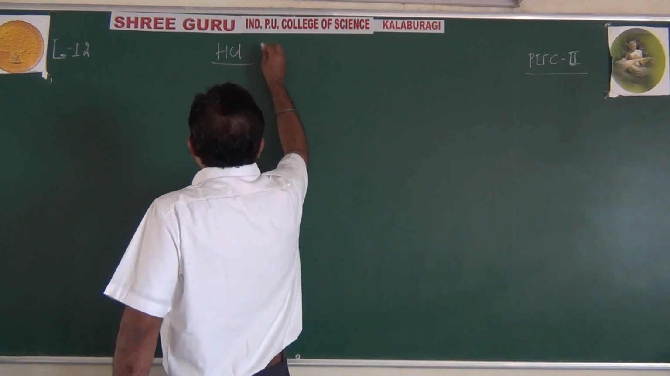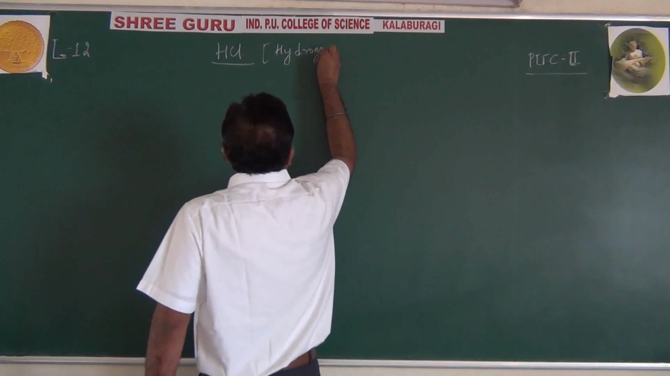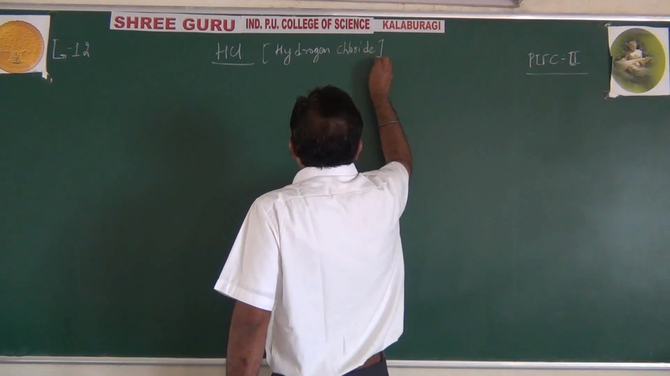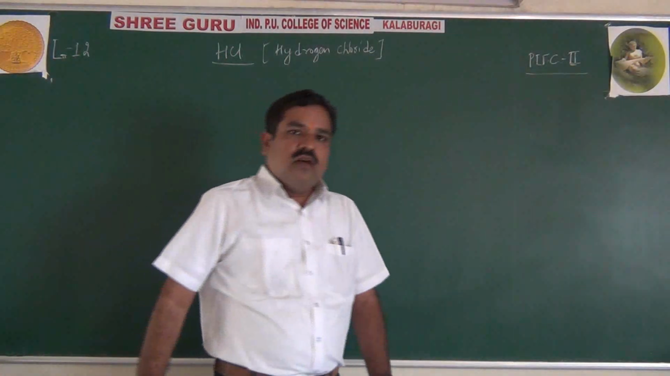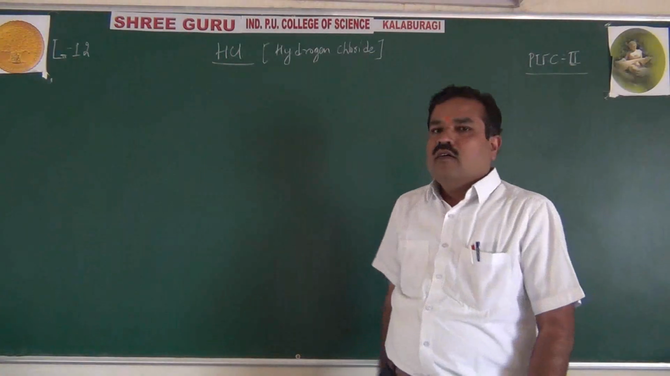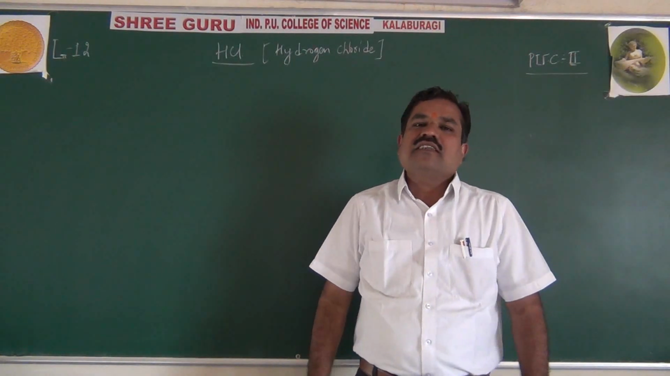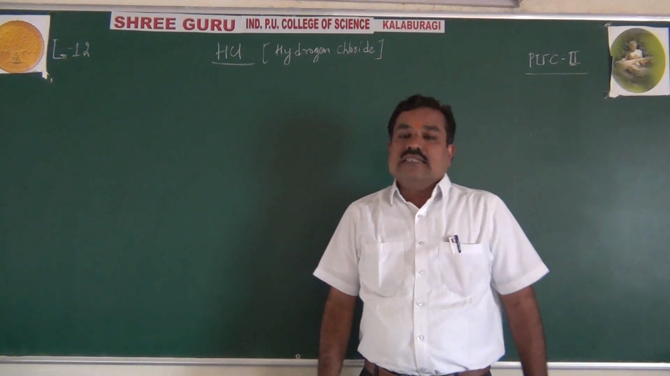that is HCl, hydrogen chloride. In covalent form, it is called hydrogen chloride gas. But when it is dissolved in water, due to the polarity of water, it carries charges. It dissociates into H delta plus and Cl delta minus. Then we can call it hydrochloric acid.